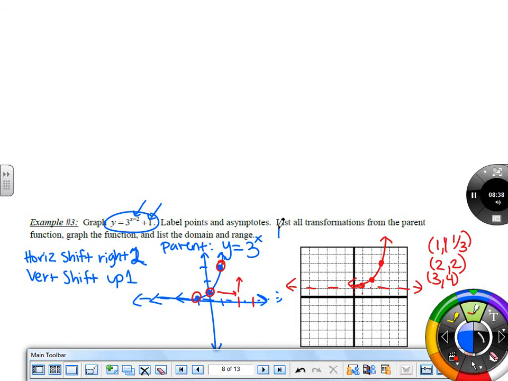All right, and then for domain and range. So again, our domain is all real numbers for the same reasons as the previous problem. And this time our range is that everything is above 1, so we'll use that y is greater than 1.